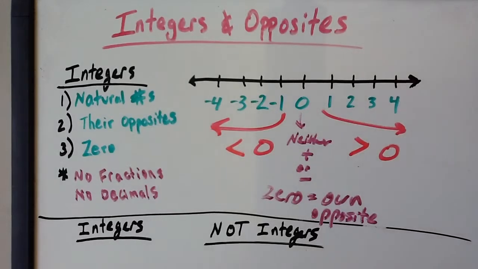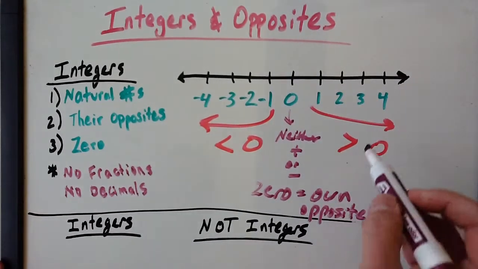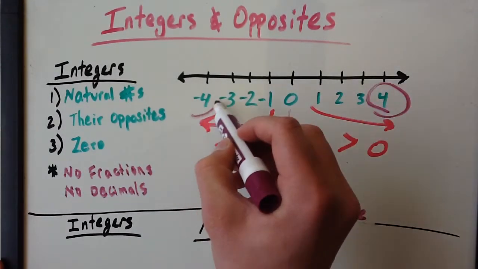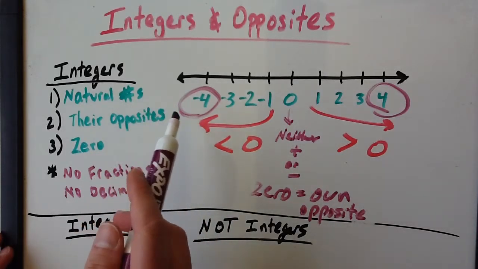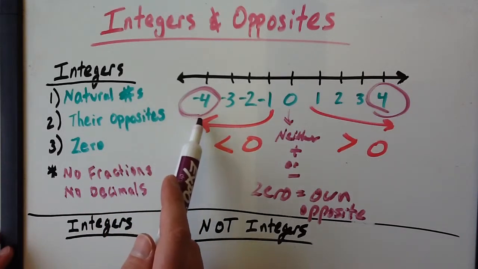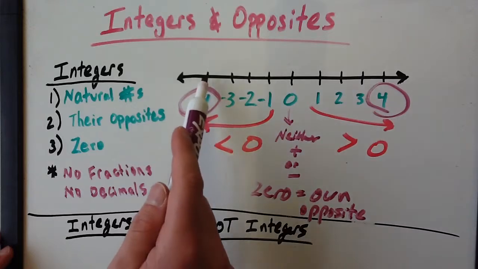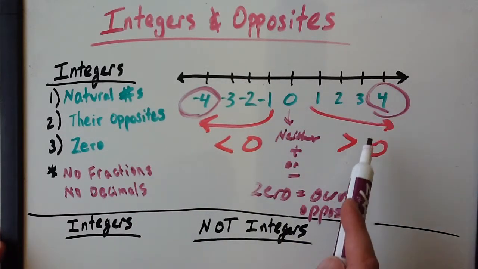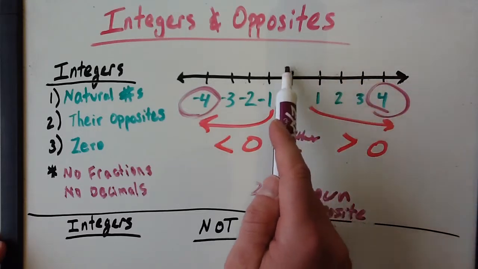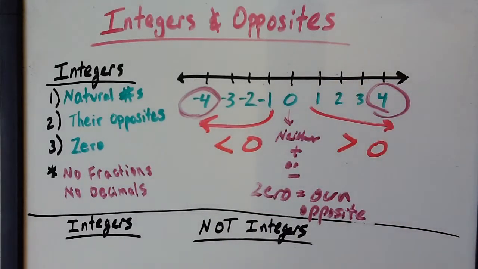Now if we take, let's say, 4 and negative 4, we would say these are opposites. Why are they opposites? Well, they're both 4 units from 0. How far is negative 4 away from 0? It's 1, 2, 3, 4 away from 0. How far is 4 away from 0? It's 1, 2, 3, 4 away from 0. Opposites are always the same distance from 0.